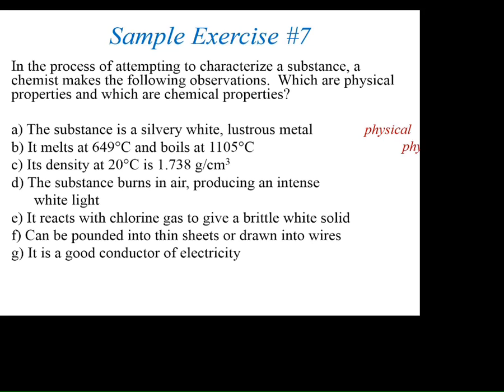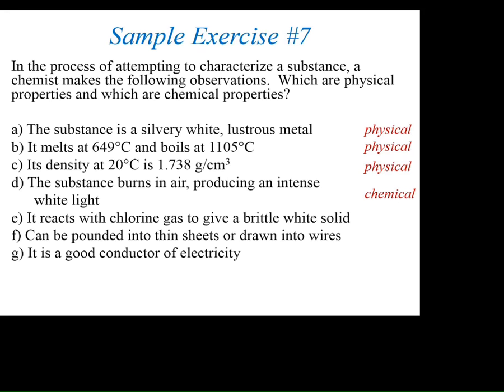So, okay? Has a density of 1.738 grams per cubic centimeter. Yes, exactly. You can measure the mass and the volume without changing it into something else, right? You can do the density. Okay, it burns in air. It gives off a bright white light. Now we've made something new, right? So burning things makes something new. Yes, that's definitely going to be a chemical property.